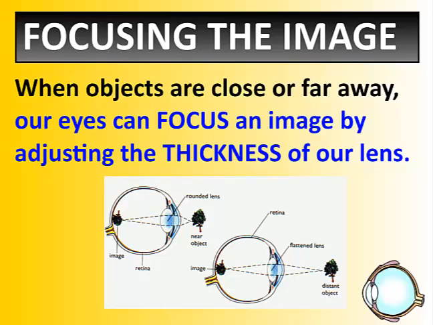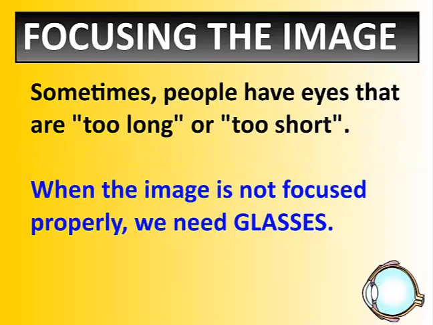Okay, so I've said enough about that, I think. Now, sometimes we don't see things properly, and it's almost as if our eyes are quote unquote too long or our eyes are quote unquote too short. Now, they're not physically too long or too short, but that's just how the image is being projected. So we need glasses to properly focus the image onto the retina. If we don't see it on our retina, then our brain isn't able to interpret it.